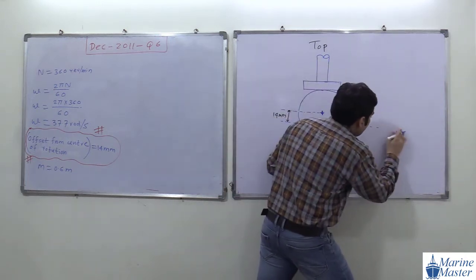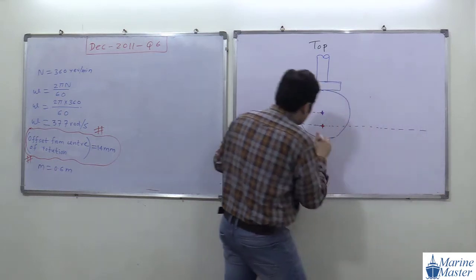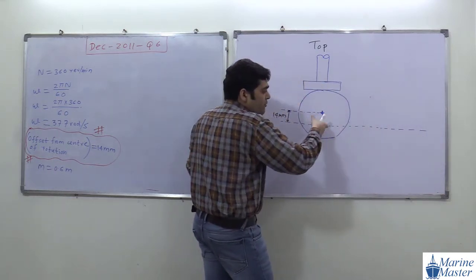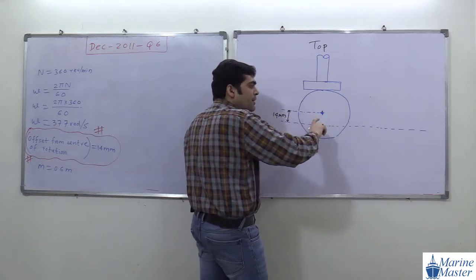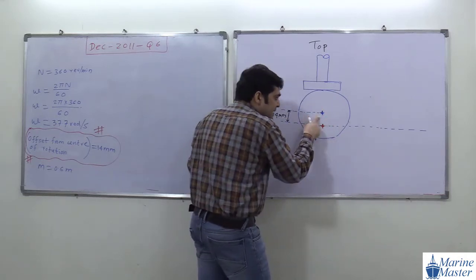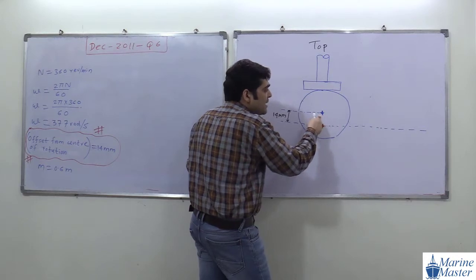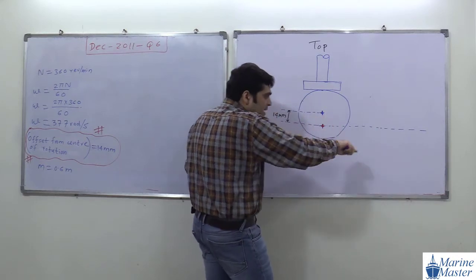See the scenario here. Very important discussion. So this portion, this center, when this circular cam is rotated by 180 degrees, what will happen? Where will this center come? It will come down by 14 mm.